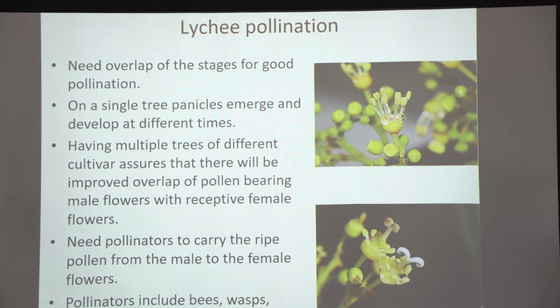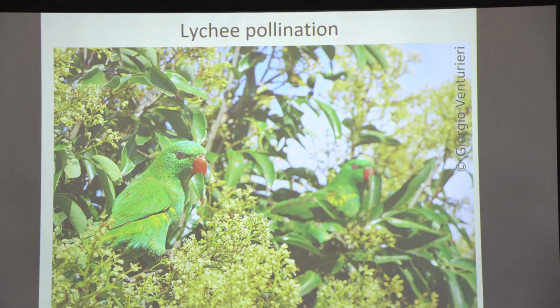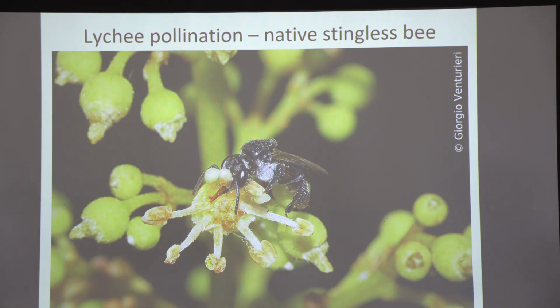All right? And you also need the pollinators. All right? So we're talking about the breeding system of the plant. You need a pollinator to visit this flower and then to visit this flower to deposit the pollen. And the pollinators included a diversity of things, including birds. So there's a lorikeet on a lychee flower, and there's a native bee on a lychee flower. And there's a stingless social native bee on a lychee flower.